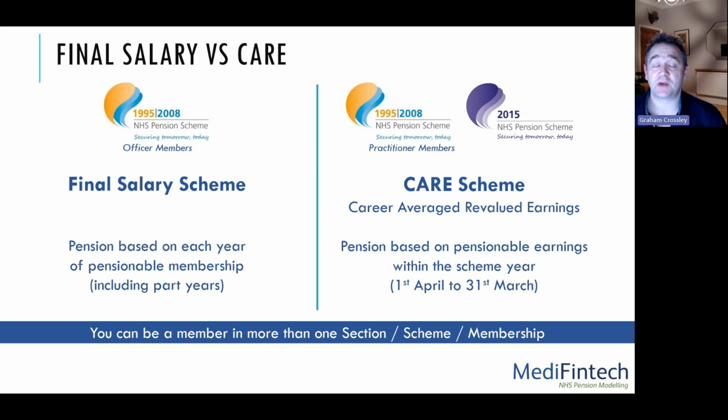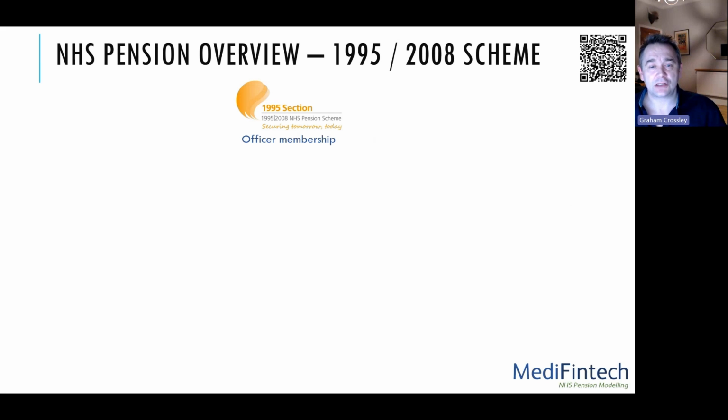Now, if you're joining this Pension Choices 2 webinar, you are more than likely going to have a foot in both camps. You'll have some final salary benefits as well as some career average revalued earnings benefits. So let's look closely at those 95 section benefits, because this will be important when it comes to trying to decide whether or not you want to revoke that Pension Choice 2 election that you may have made back in 2015.